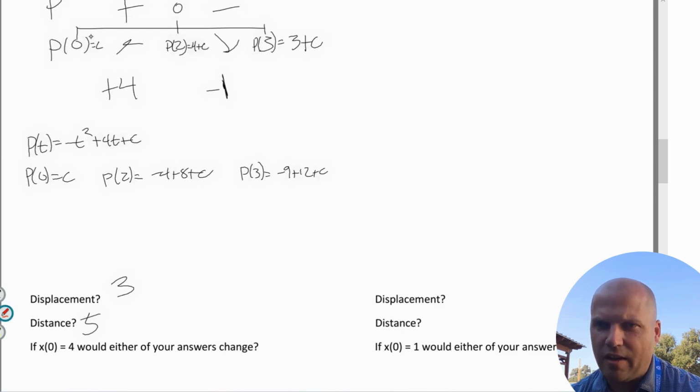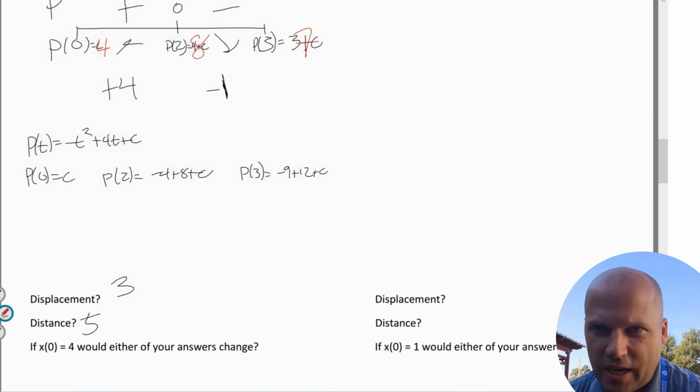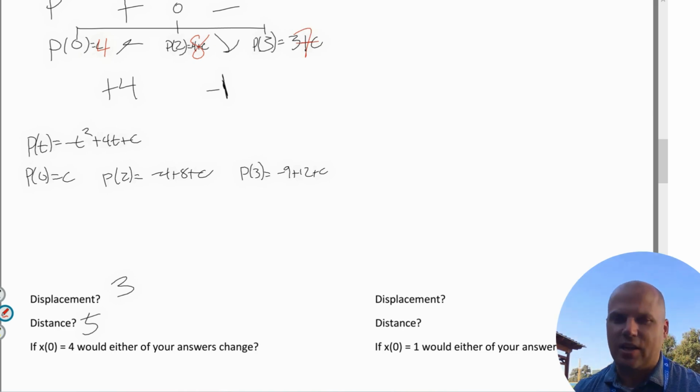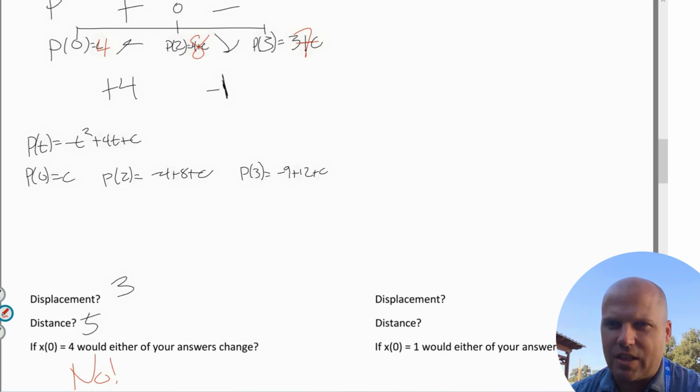If my position at time 0 was 4, would it change any of my answers? No, it would just tell me that I go from 4 to 8 to 7. So at least I know exactly what my answer is. But would I add this 4 to 3? No. Would I add the 4 to 5? No. No, it would not change any of my answers. I don't take this value 4 and add it anywhere. It just changes the numbers that I have to get my calculation.